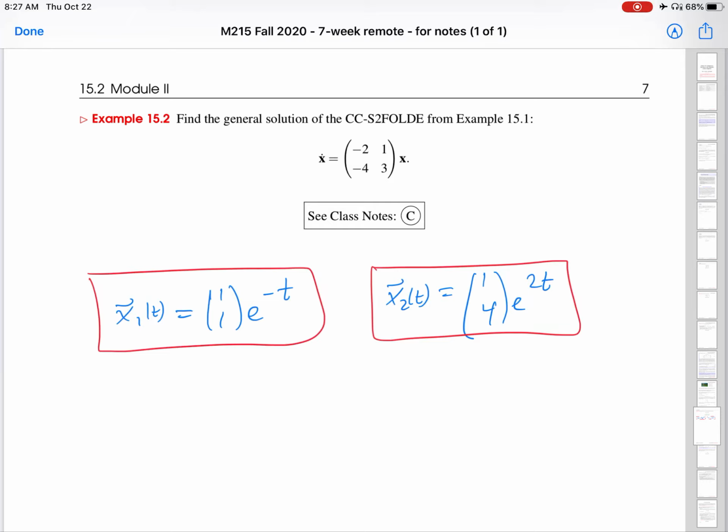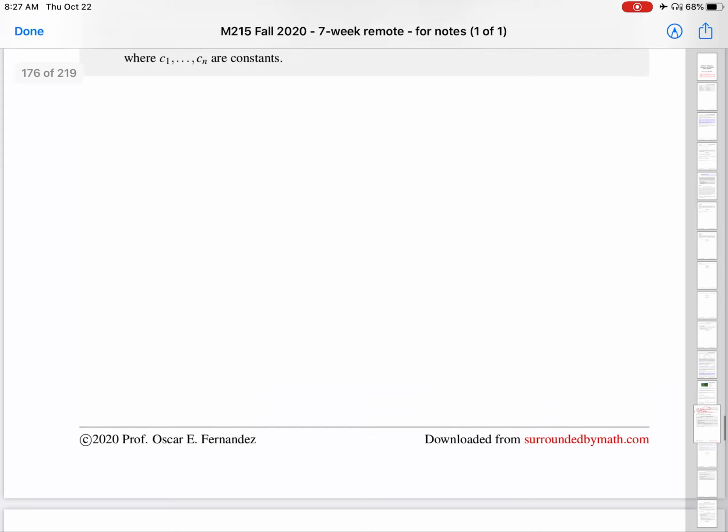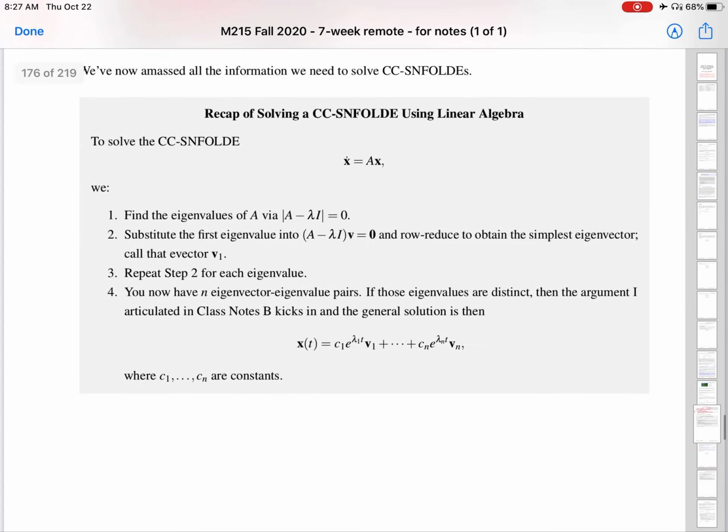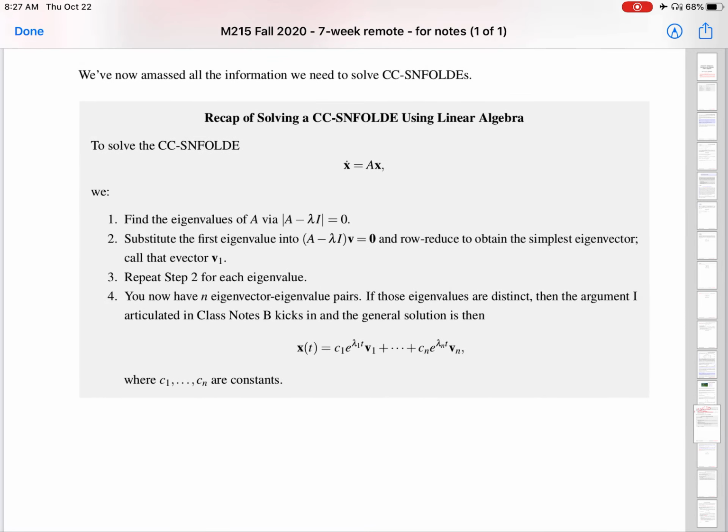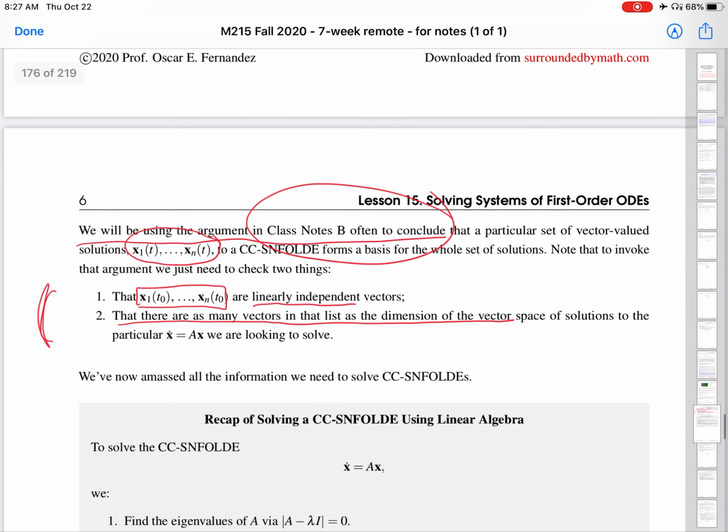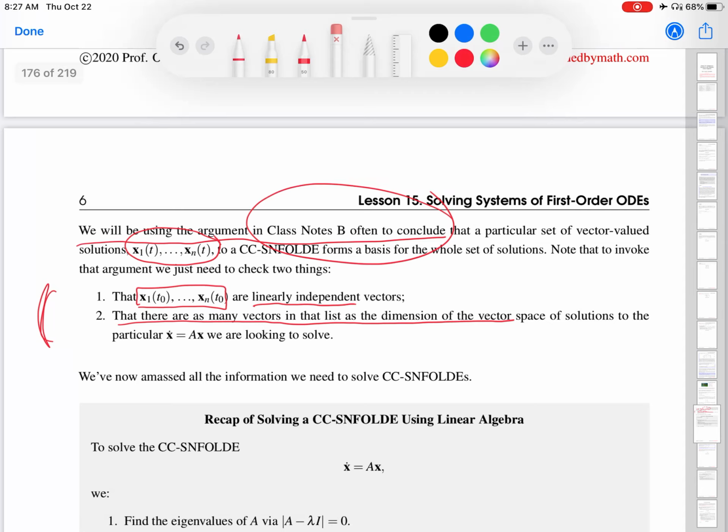One thing I want to point out, though: I'm going to scroll up here and go over this recap. We talked about in the previous video this procedure, which, if I scroll up even further, all my markings are still here, involves a few steps. First of all, the goal is to find the general solution for a system of this form. And the first step is to find n solutions, where n is the same as the size of the matrix, or equivalently the number of equations in the system.